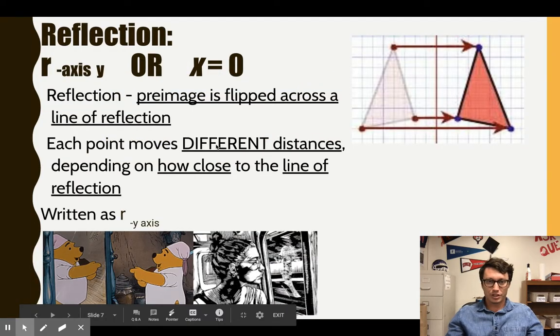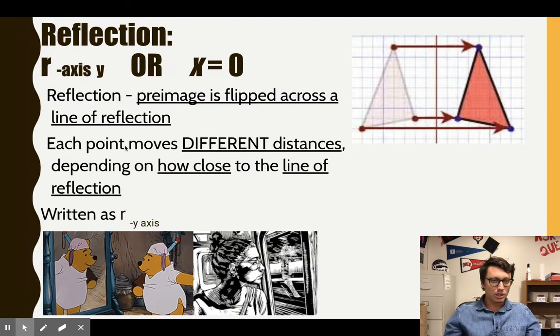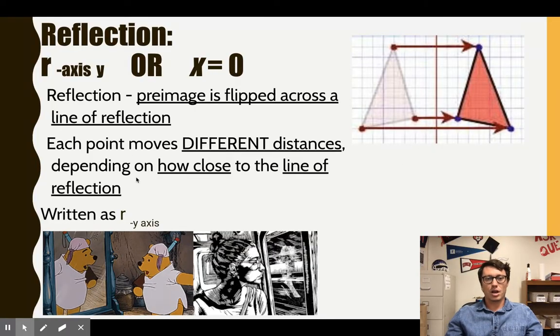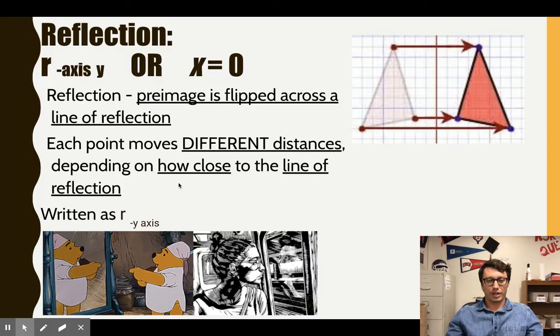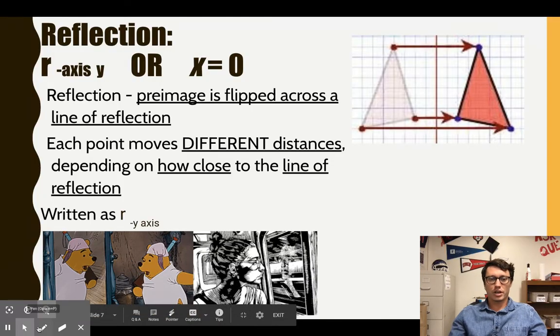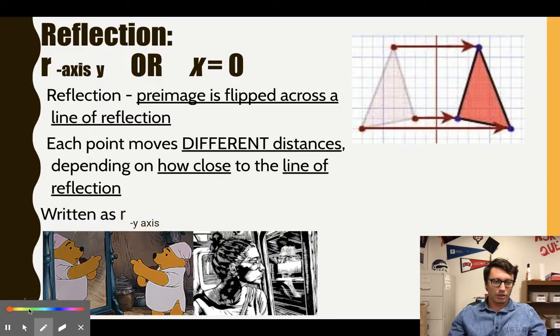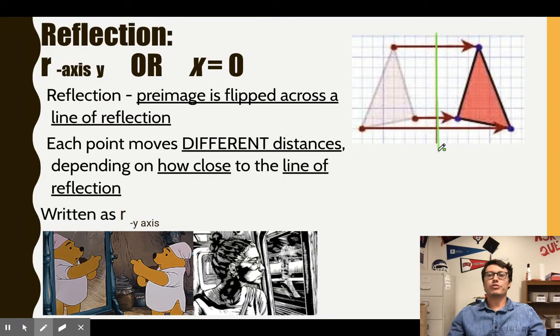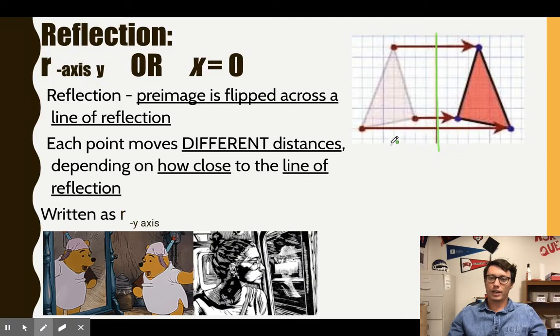Okay, reflection: the pre-image is flipped across a line of reflection. Each point moves different distances now, depending on how close it is to the line of reflection. Okay, so this one's a little weird. Think about a reflection. You're in a mirror, right? Here is your line of reflection. They move different distances, but in a way they also move the same.